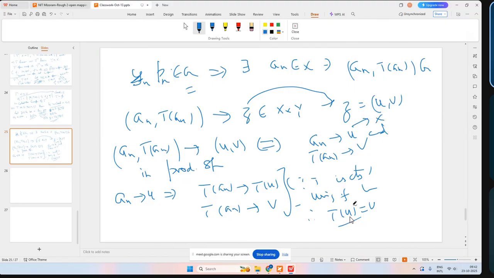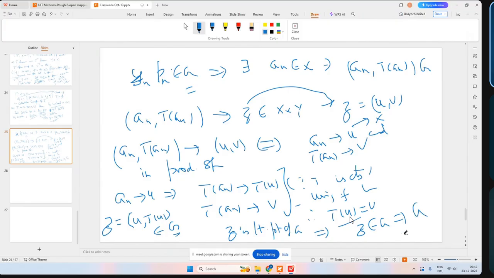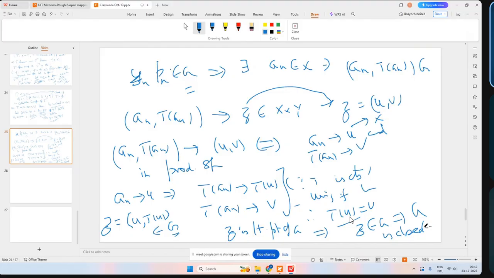So this point Z will be nothing but (U, TU). This means it belongs to the graph G. This Z is a limit point of G, and Z is in G. Therefore, G is closed. Clear? Therefore, if T is a continuous map, then the graph is closed.